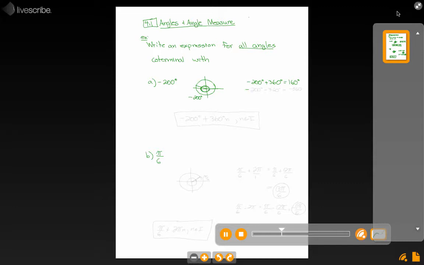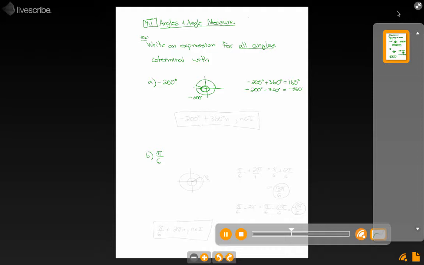I could have also just as easily done negative 200 minus 360 and got negative 560 and drawn a full rotation around the circle and then back to that same spot again. Truth is, every time I go 360 degrees from there, I'm going to end up at the same spot.